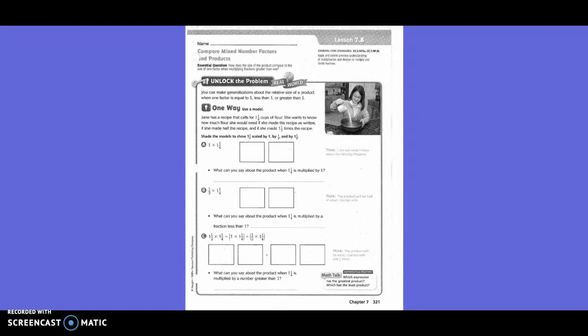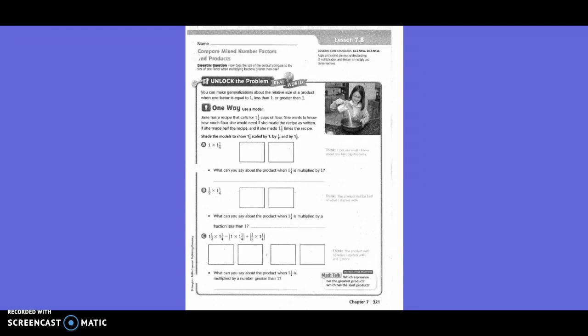One way. Jan has a recipe that calls for 1½ cups of flour. She wants to know how much flour she would need if she made the recipe as written, if she made half the recipe, and if she made 1½ times the recipe. Shade the models to show 1 1/4 scaled by 1, by half, and then by 1½.